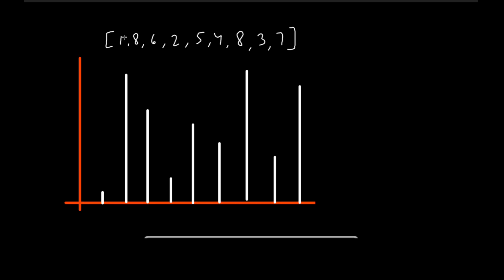Okay, so here is our array. We got 1, 8, 6, 2, 5, 4, 8, 3, and 7. These integers represent the heights, right? So this one has a height of 1, this one has a height of 8, here we have a height of 6, then 2, 5 here, 4, 8, 3, and 7.